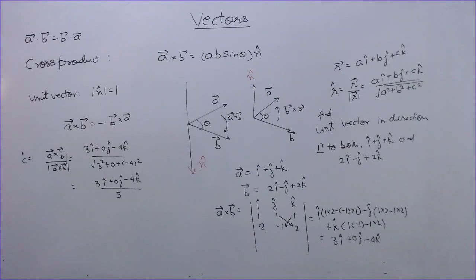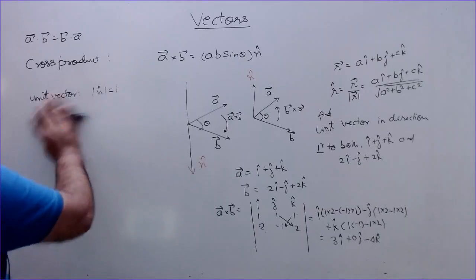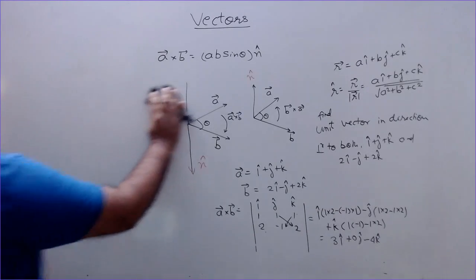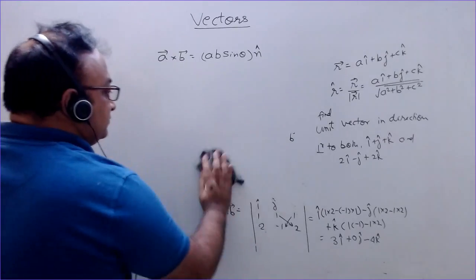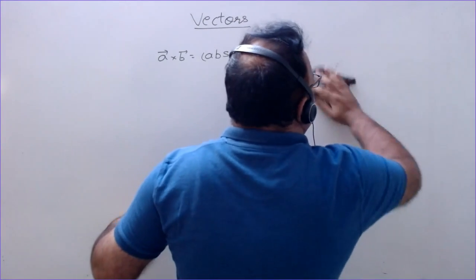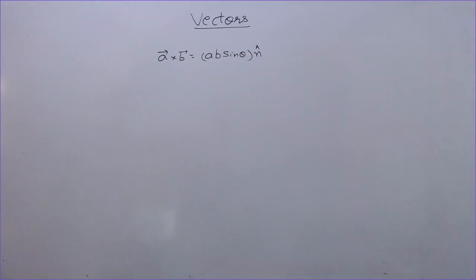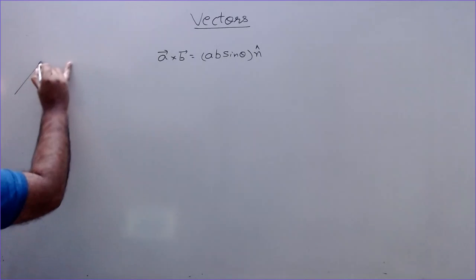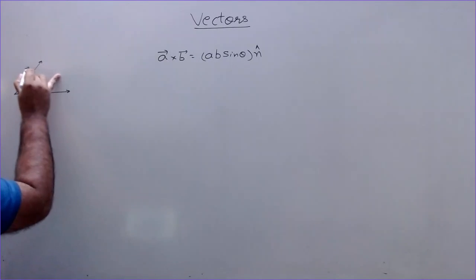This is a unit vector which is in the direction perpendicular to both A and B. This is how we define the cross product of a vector. Now the question arises, what is the physical meaning and significance of this cross product? So we have these two vectors for which we are finding A cross B.